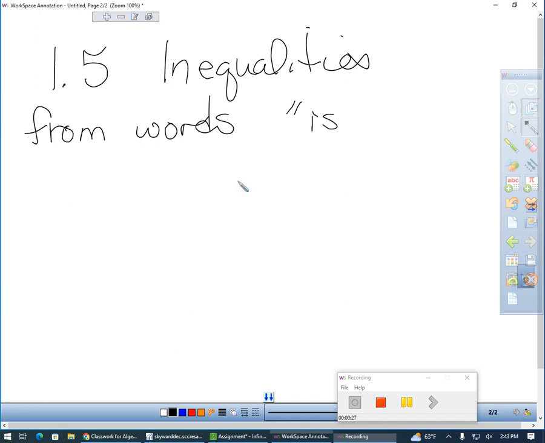Inequalities from words. The key word is "is." So if I have the expression "is less than," it is an inequality sign, with the point going to the left and the alligator eating the right. Now, if I don't have the word "is" there, "less than" just means what? Subtraction, exactly. So you have to have the word "is" in order for it to be an inequality sign.